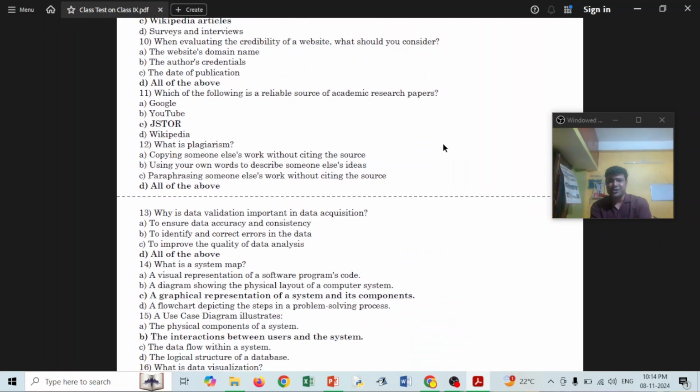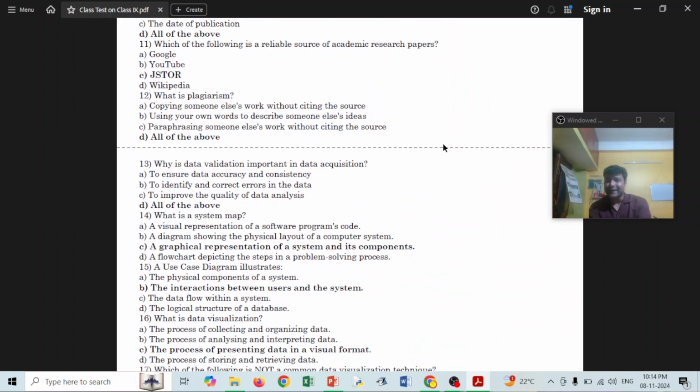Question 13 is, why is data validation important in data acquisition? A, to ensure data accuracy and consistency. B, to identify and correct errors in the data. C, to improve the quality of data analysis. And D is the right answer, all of the above.